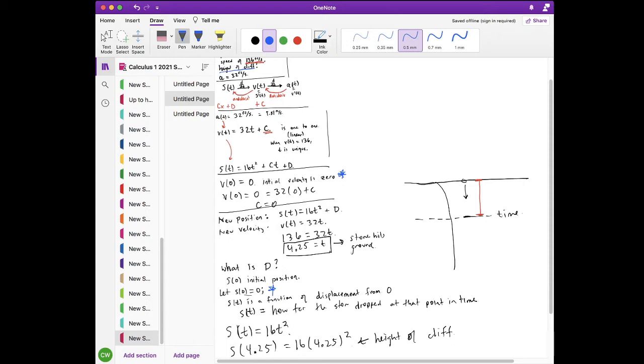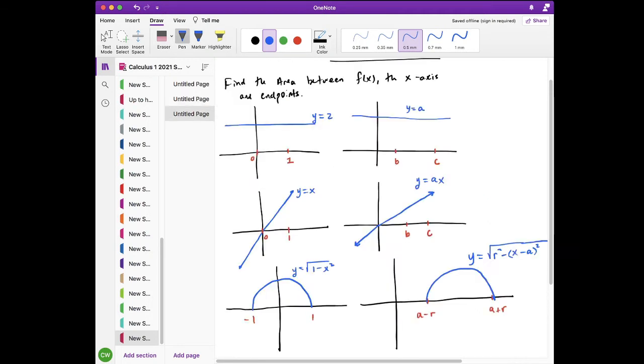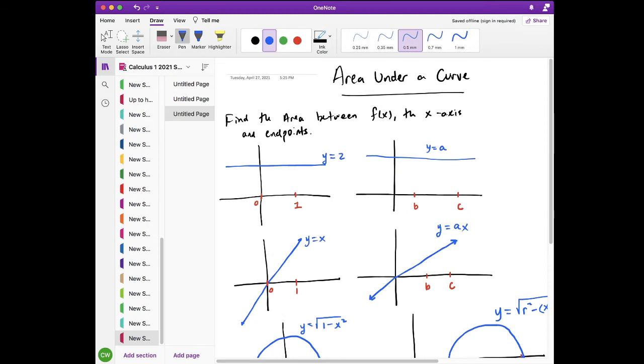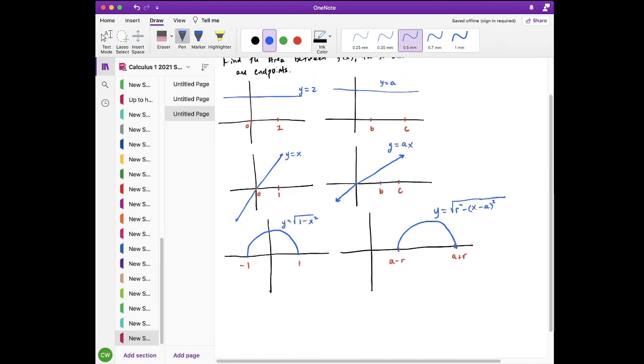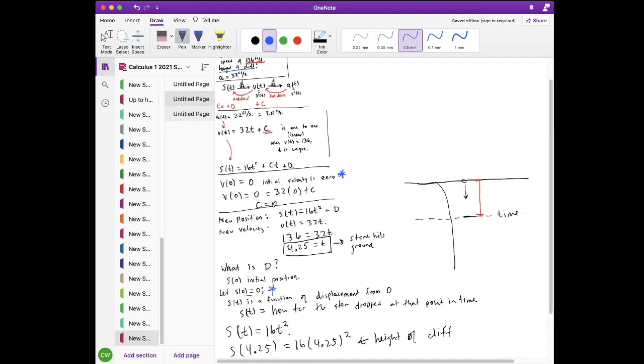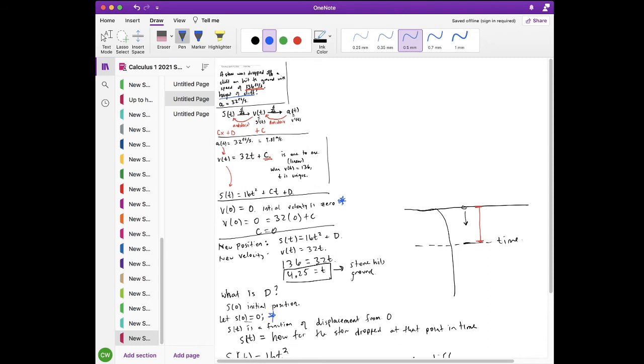Okay, so today we're going to talk about area underneath the curve. I just have some examples here that we can look at. I think we know how to find the area underneath these curves. So the goal is to find the area that's bounded between the function f of x, the x-axis, and the endpoints. Is there going to be a question like this one? Maybe.